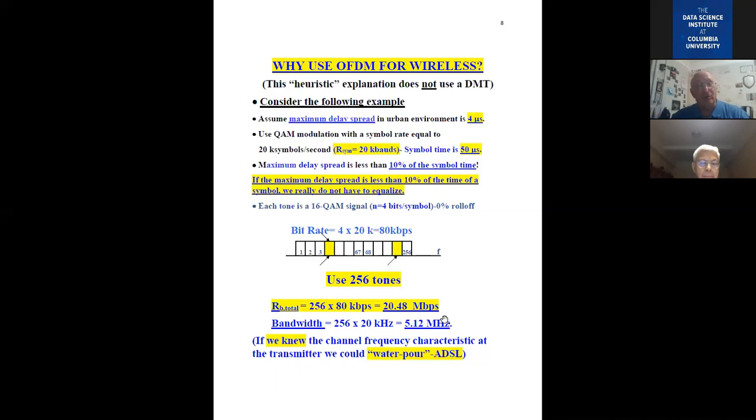And I don't have to worry about equalizing the signal. So this is sort of the basic reason behind why everybody is using OFDM. Once you use OFDM, there are other good reasons for using it, but the basic reason was this. And this is why it was so popular in 3G and 4G and even now in 5G.